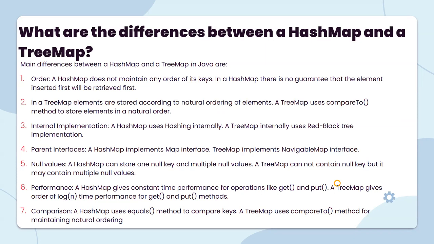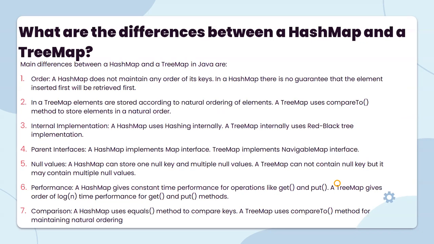In a TreeMap, elements are stored according to the natural ordering of elements, like ascending order. The TreeMap uses the compareTo method to store the elements in natural order. Internal implementation: HashMap uses hashing internally. A TreeMap internally uses a red-black tree implementation.